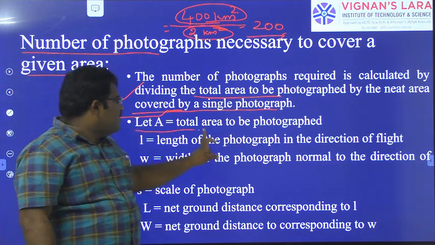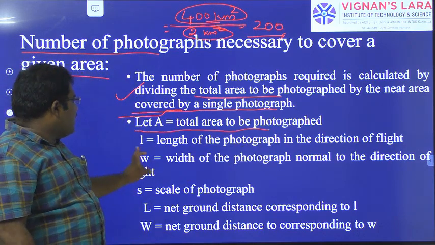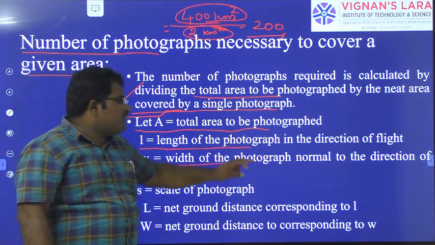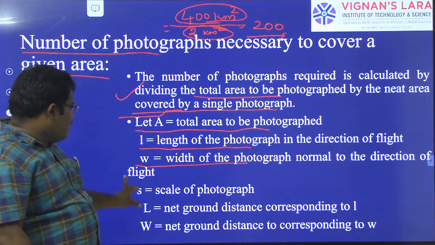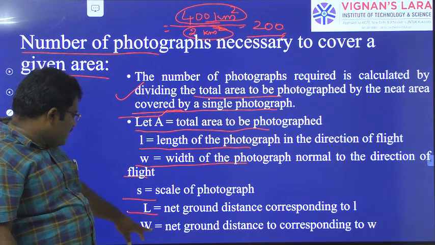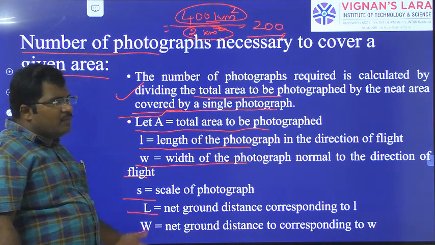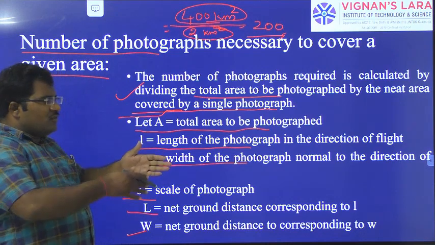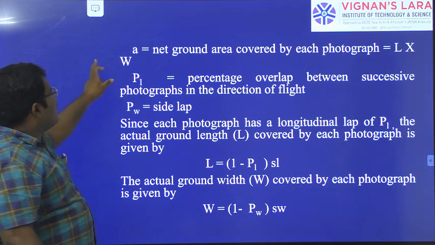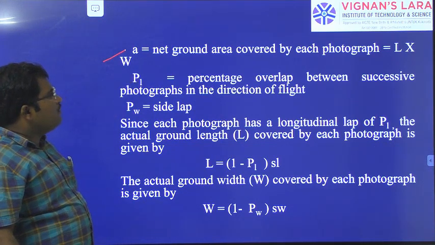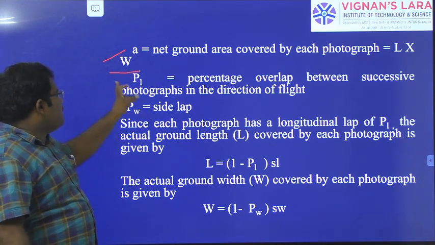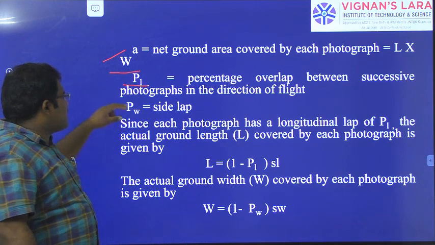Now here you can see A is the total area to be photographed, and L is the length of the photograph in the direction of flight. W is the width of the photograph normal to the direction of flight. S is the scale, l is the net ground distance corresponding to L, and w is the net ground distance corresponding to W, like lateral and width length. Both are there. S is the scale. So based on this, how are we going to proceed? a is the net ground area covered by each photograph, that is l into w, the actual distance on the ground. Next, P1 is the percentage of overlap between successive photographs.